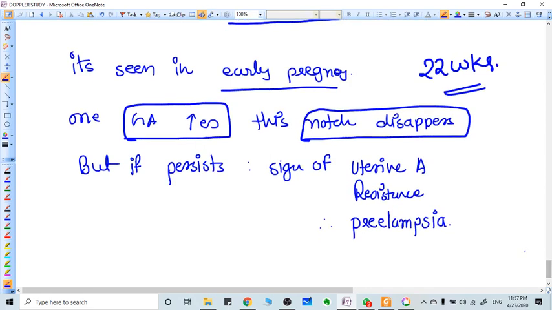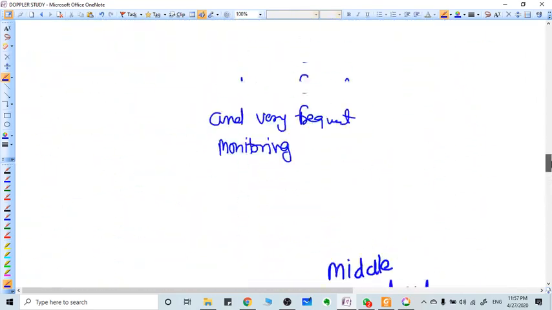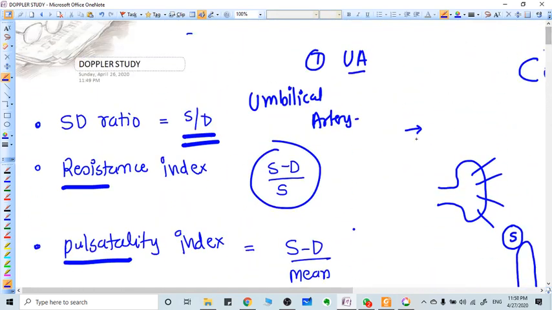But if the notch has not yet disappeared, even after 22 weeks of the pregnancy, what does that mean? That means that the uterine vascular bed is still very resistant. It is not well developed, and it happens in preeclampsia. So it is a sign of developing preeclampsia. So this is how the thing works.